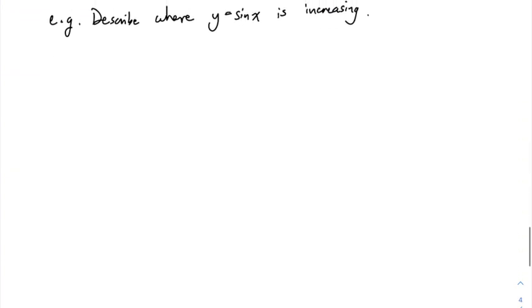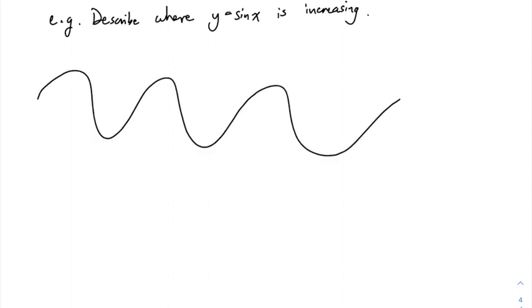Okay, example number 3. Example number 3 is tricky again, but for a different reason. This one's tricky because they're asking you to describe where y equals sine x is increasing. And you guys are all familiar with y equals sine x. You know, the function looks like this, roughly.